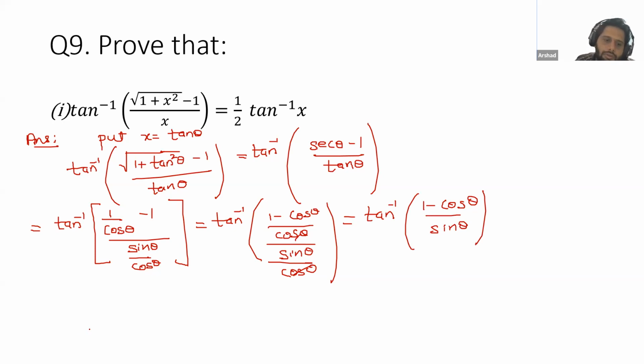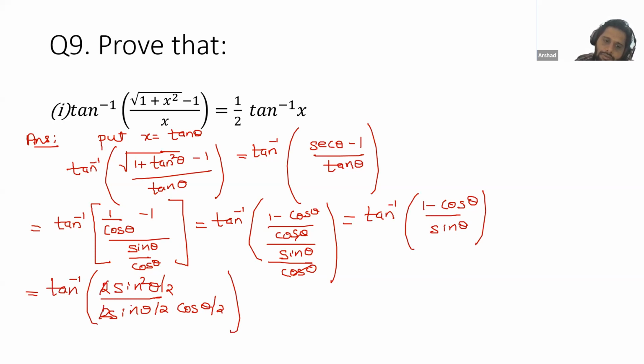Okay, Noma, very good. So this will give you tan inverse, 1 minus cos is 2 sine square theta by 2. And this sine theta can be written as 2 sine theta by 2 cos theta by 2. Now here 2 will get cancelled out, sine will get cancelled out. So you will get tan inverse tan theta by 2. So this will give you theta by 2.